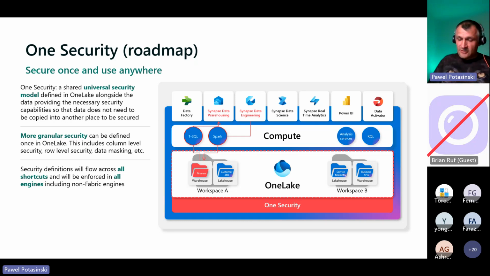So again, this is not yet developed. Some portions of it landed. I think data warehouse and lakehouse sharing landed last week. So you can play with different permissions on the data item levels, but it's still far from ideal. So I will not go into details of One Security right now. It's more a roadmap thing.